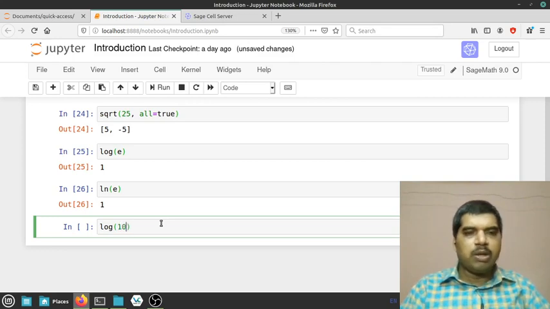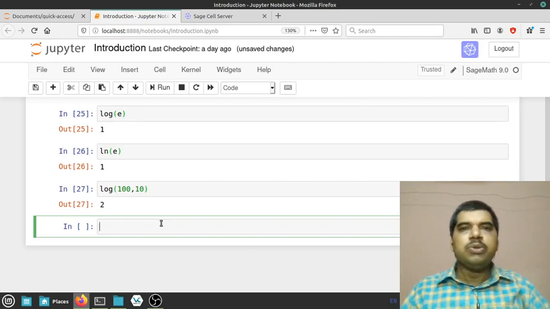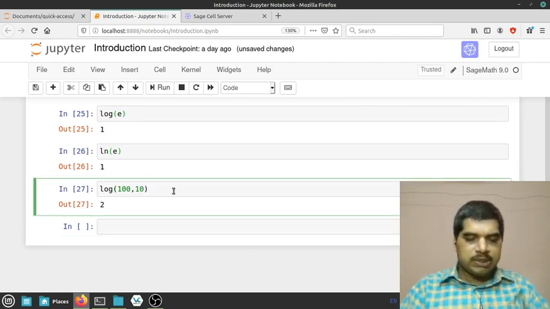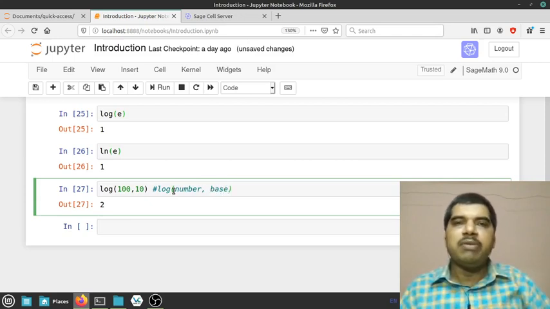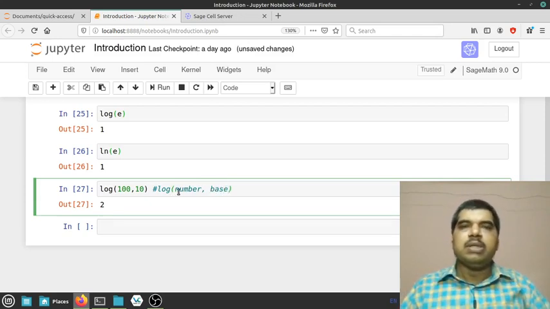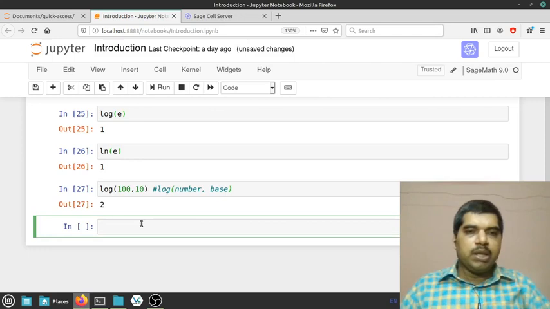For example, suppose we want the logarithm of 100 to the base 10. The structure of the log command is, and to write comments we have to use the hash symbol, logarithm, number, base. This is the standard format. If you skip the base, it will by default be assumed to be the exponential constant e.